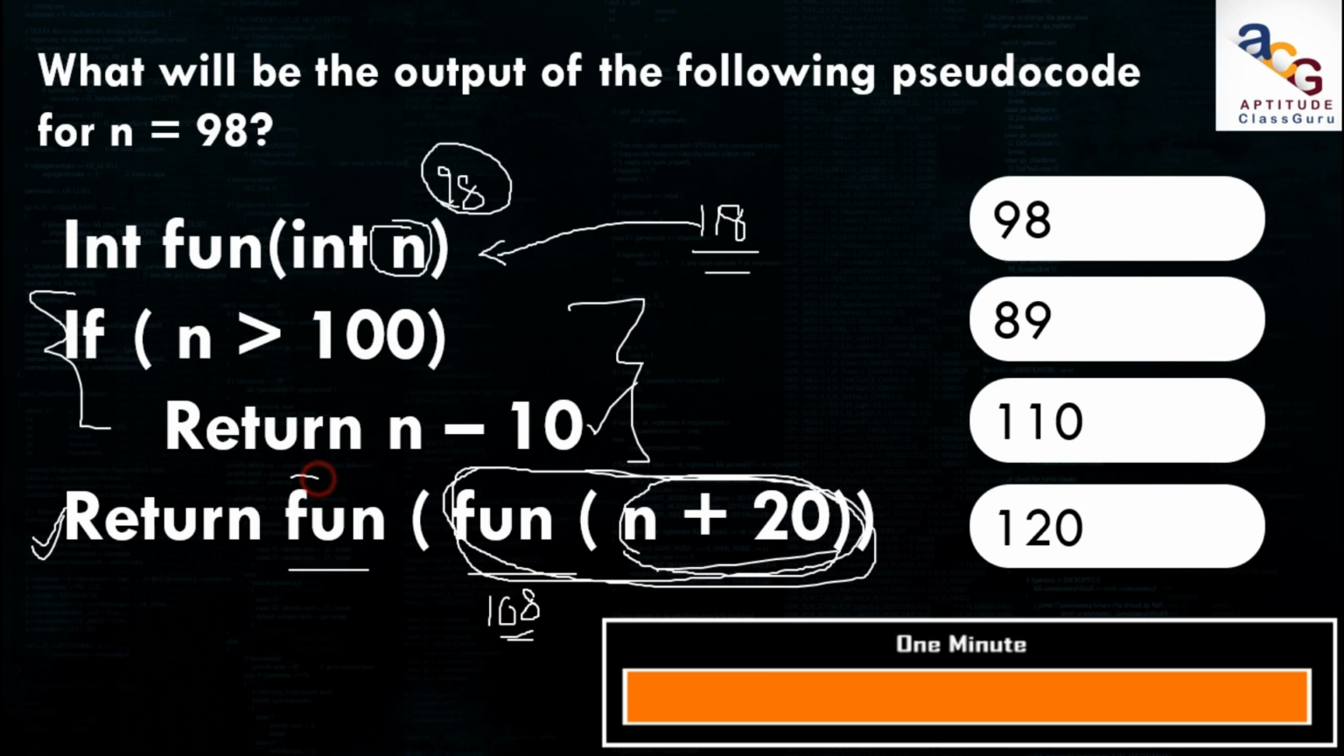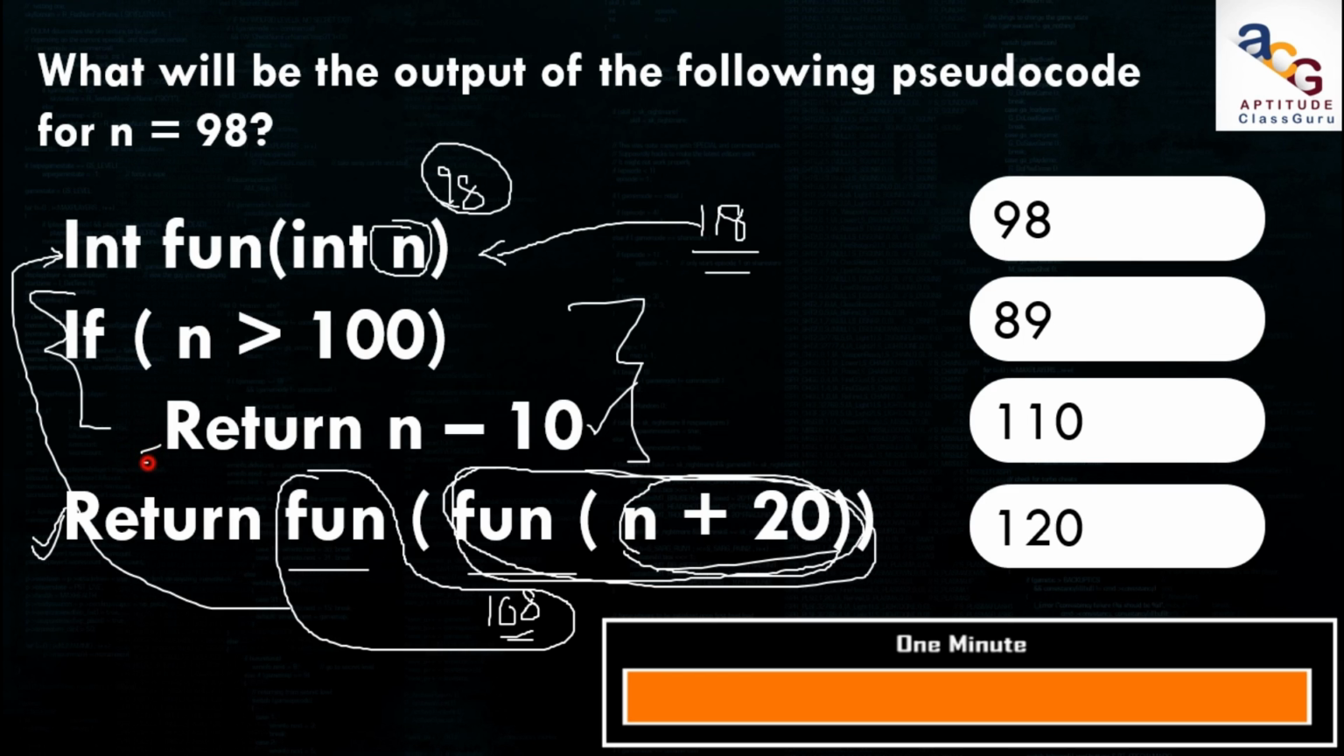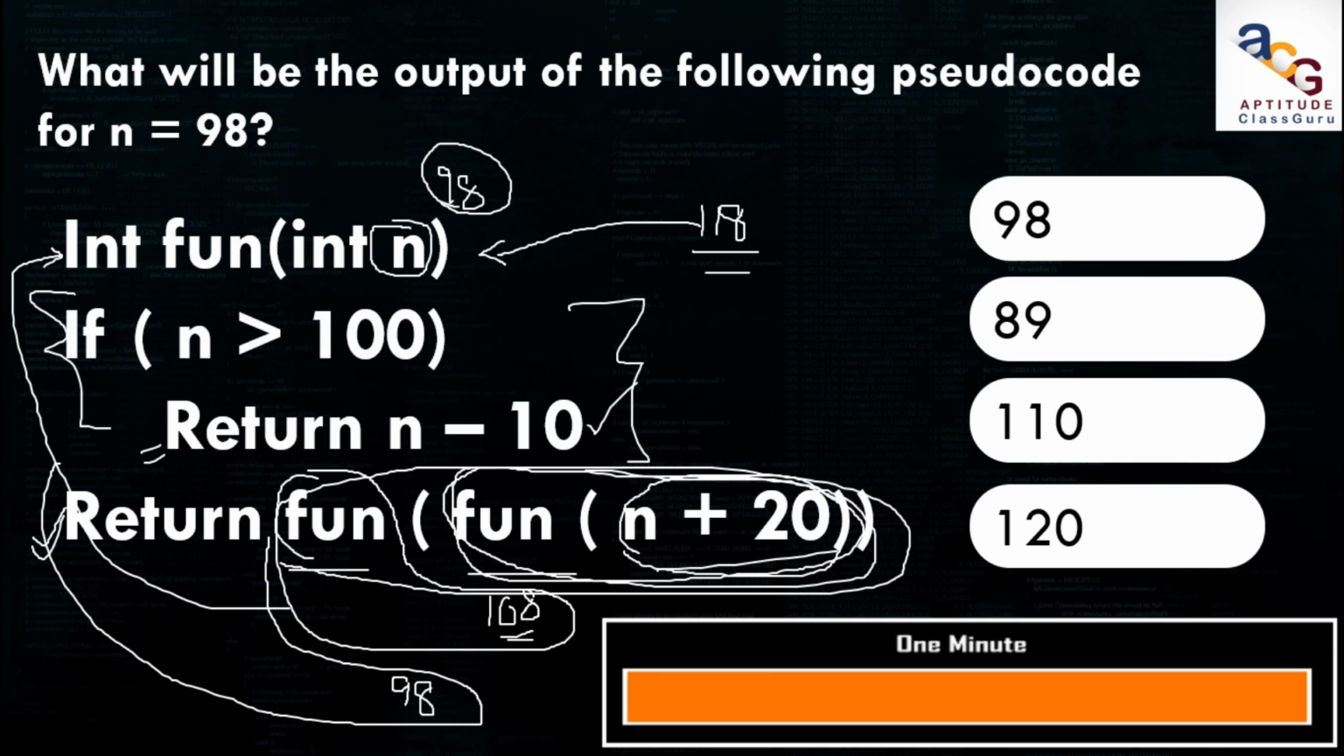Again, what happened? The external function will be called. What is the external function again? Function of 108. If function of 108 is called, again control will go to the function, and n will now store 108. So if n is greater than 100, what is the value of n now? It is 108, so it's definitely greater than 100. So it will return n minus 10, which is nothing but 108 minus 10, again 98. So at the end of this recursive function, the n value becomes 98. So this total function returns 98 again. So this is the answer, 98.